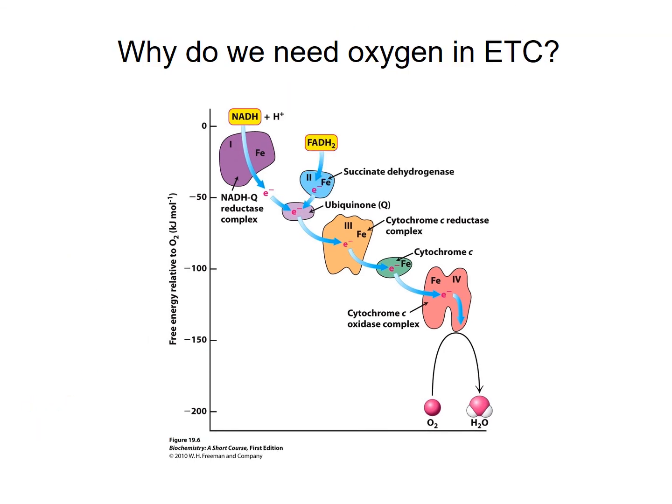So let's come back to the first question. Why do we need oxygen? Well, I think now you know the answer. Because oxygen is the final electron acceptor, and without oxygen, electrons will get stuck in complex 4, and eventually they will clog the whole electron transport chain.